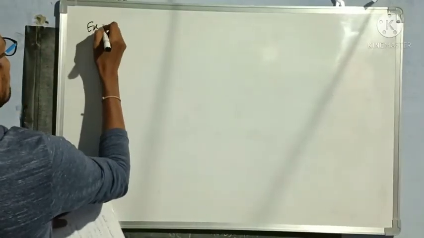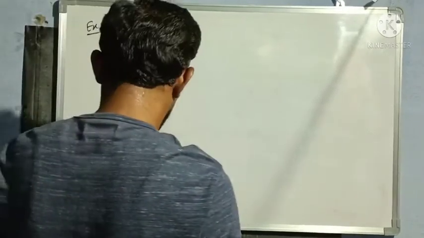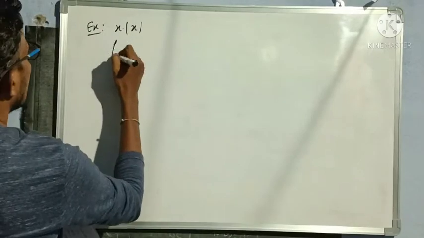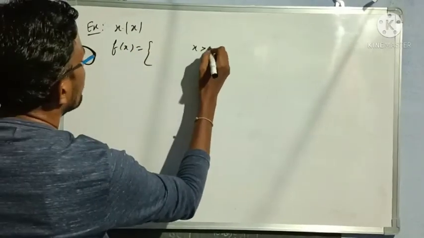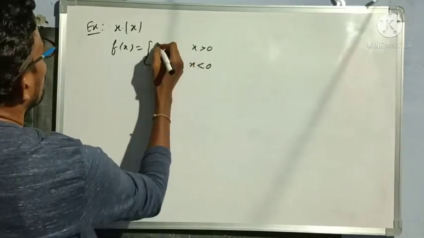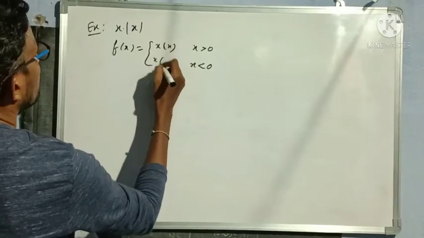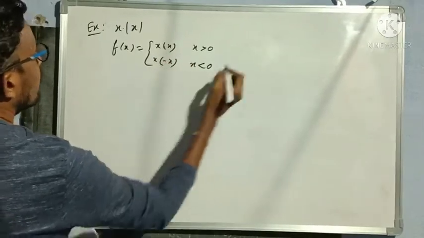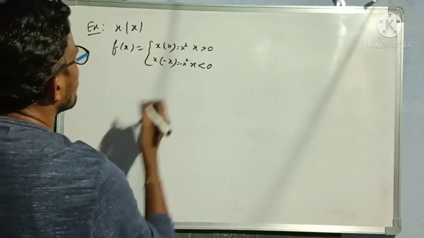Next example, x mod x means x into mod x. Now here also let us define the function when x greater than 0 and when x less than 0. When x greater than 0, x into mod x becomes x into x, that is x square. When x less than 0, x into mod x becomes minus x into x, that is equal to minus x square.